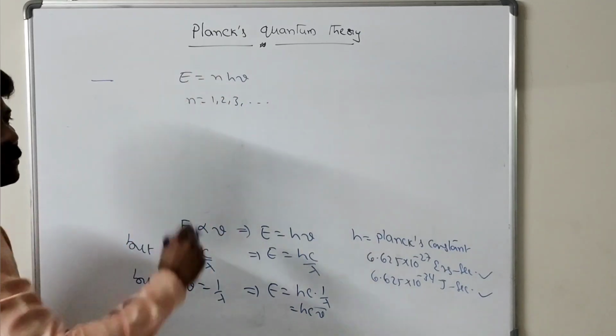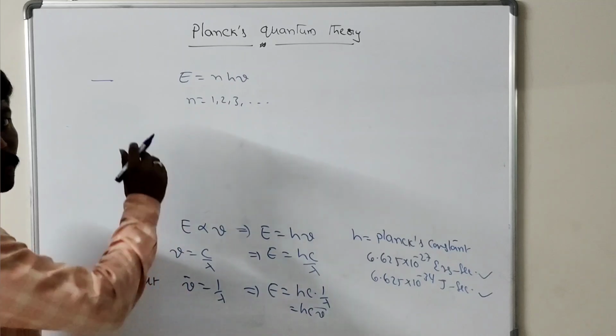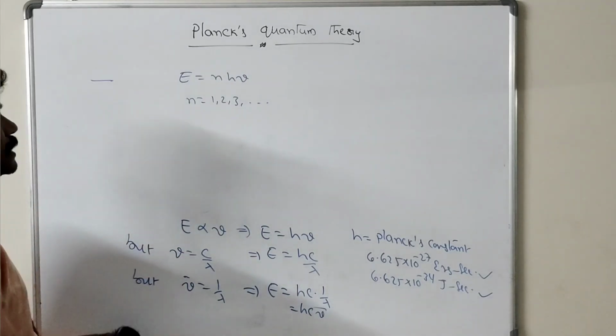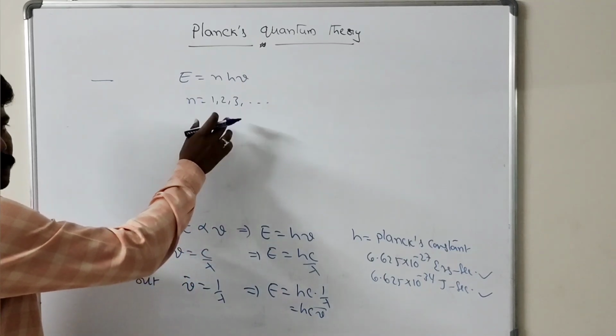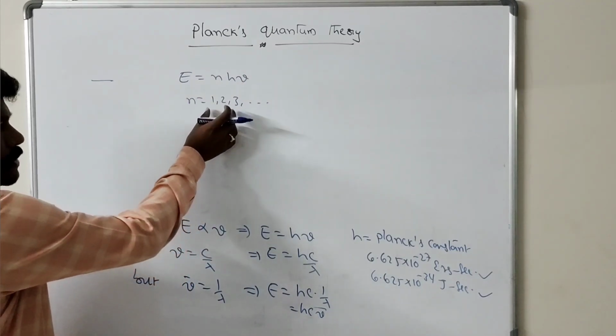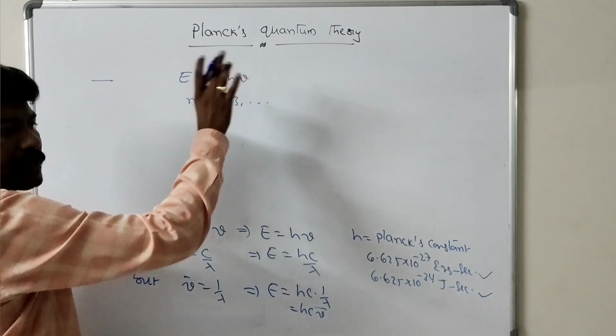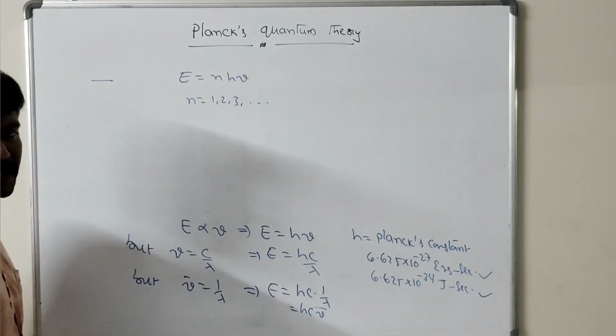Here n is equal to the number of photons, or number of quanta, whatever it may be, which is nothing but small packets. The small packets are in 1, 2, 3, 4 integer values but not in fractional values.